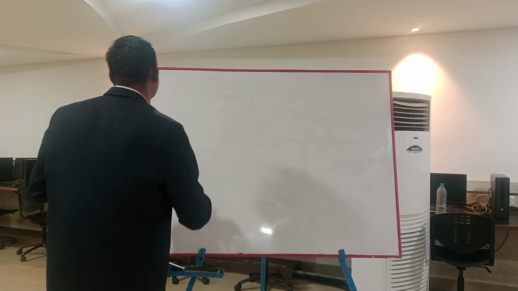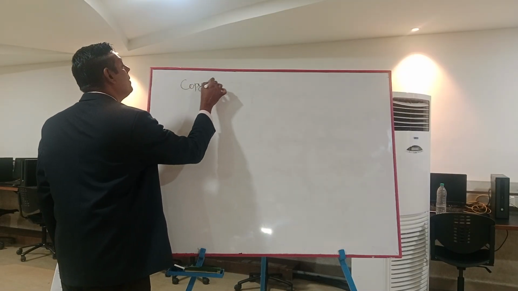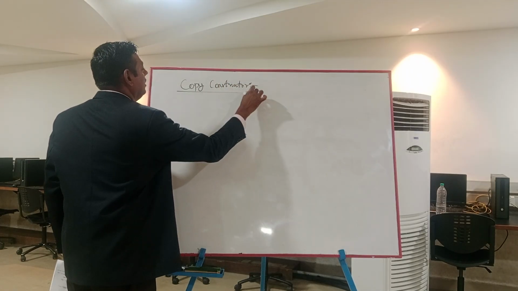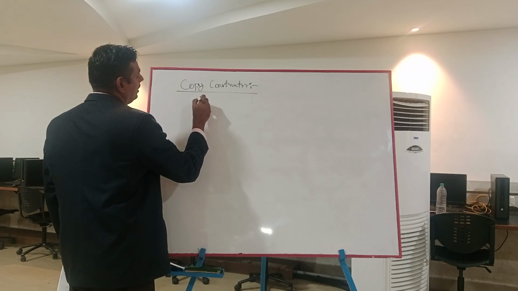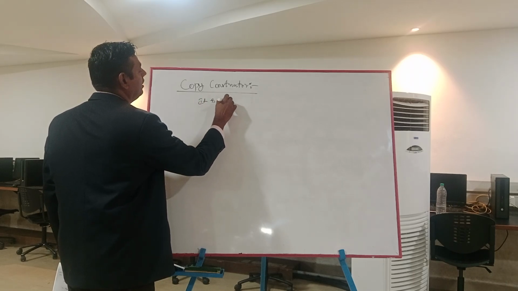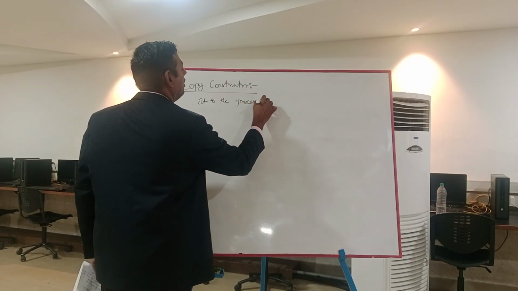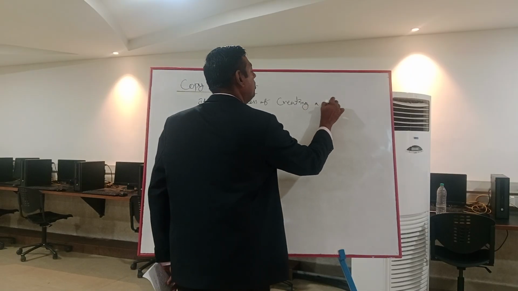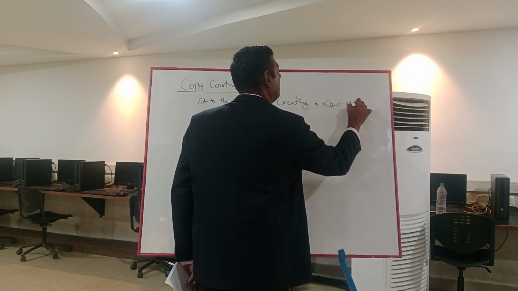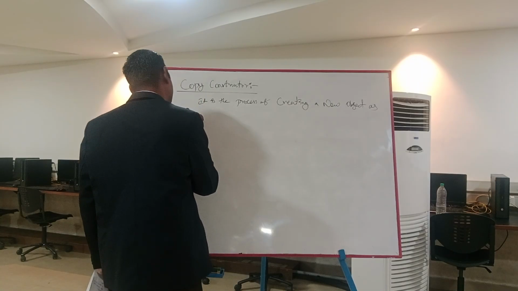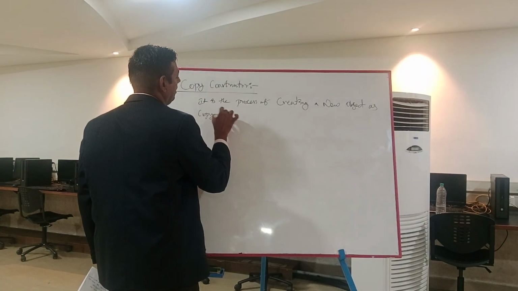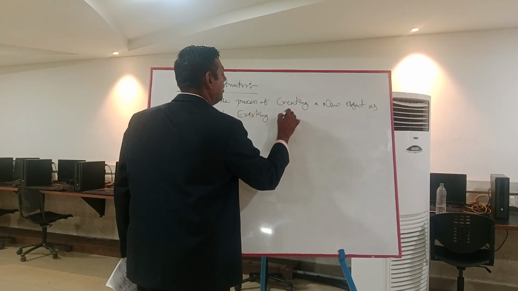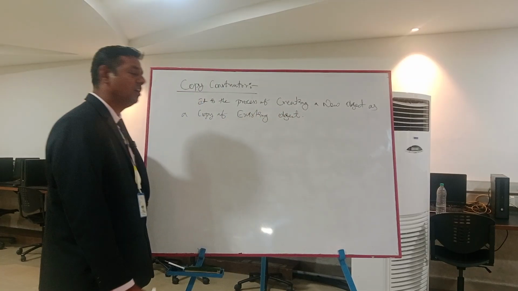The next type of constructor is called a copy constructor. It is the process of creating a new object as a copy of an existing object. So this is the definition of a copy constructor.